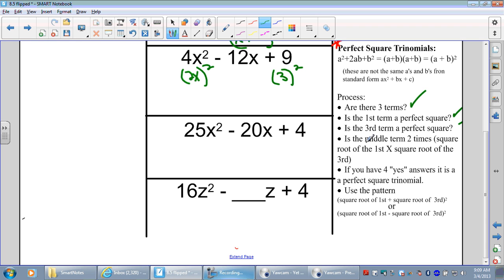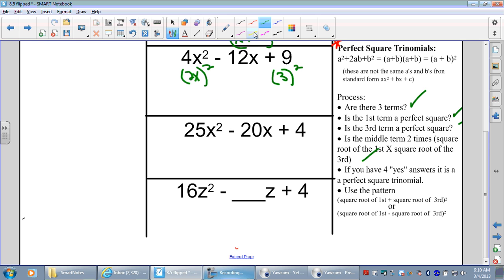Now, is the middle term 2 times the product of these two? So let's look. 2x times 3. That's 6x. Double it. Hey, that gives me 12x. Don't worry about the sign right now, plus or minus, we'll handle that in a second. But watch what I did again. 2x times 3, that's 6x. Double it. Hey, that does give me my 12x. So it is a perfect square trinomial.